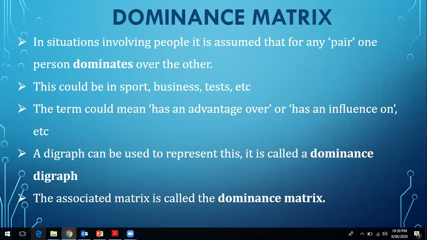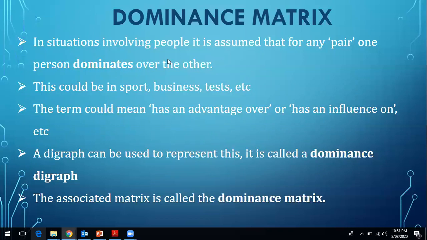Okay, so what is a dominance matrix? Dominance, as the name says, is the dominant situation in which one person dominates over another. It could be in a real life situation, like in a sport where there is a tournament and one player is dominating the tournament, is winning, or the other is losing, or in a business, or in a test, or in a ranking. So when we use a matrix to represent that situation, we call that a dominance matrix.